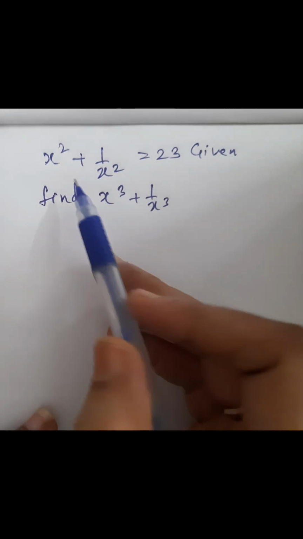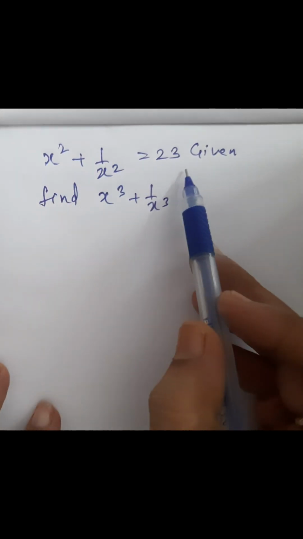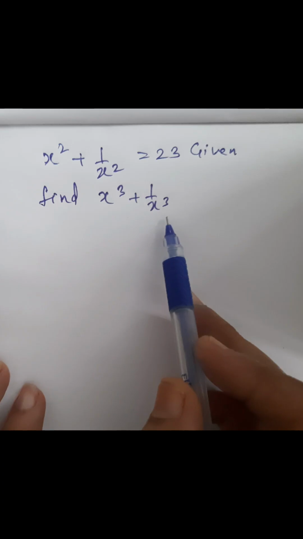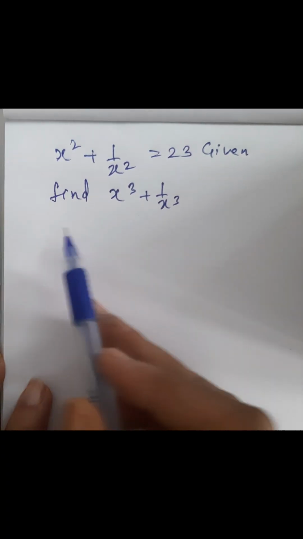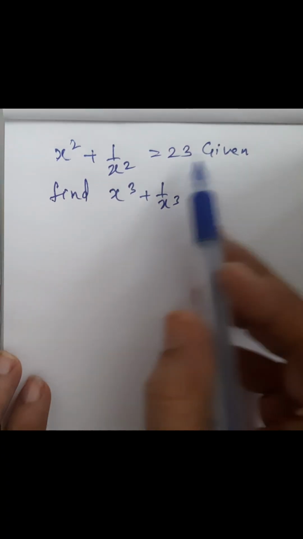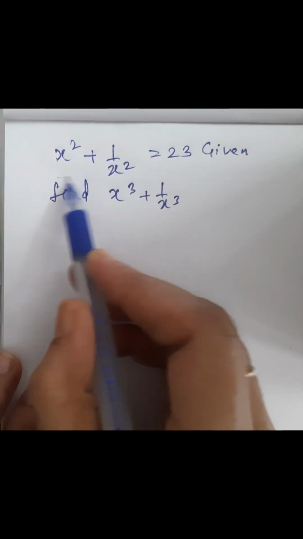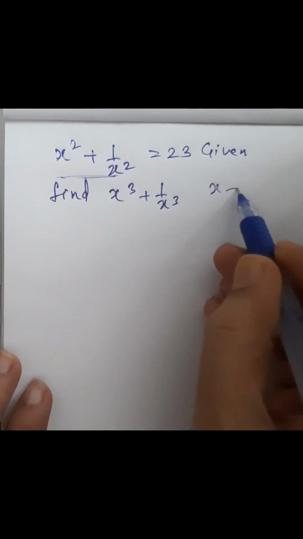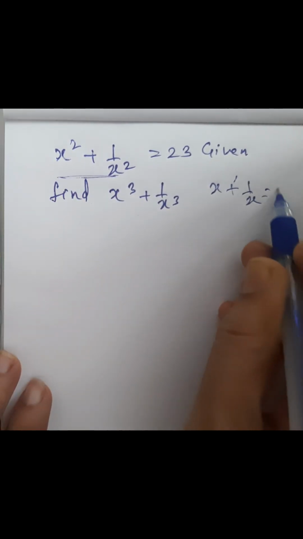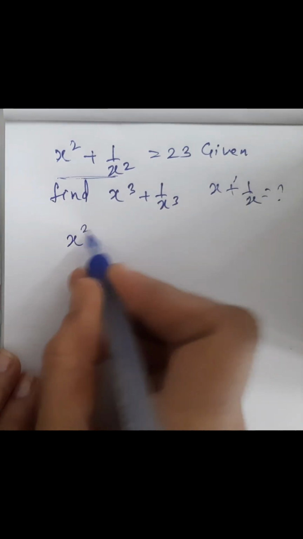So in this question it is given x square plus 1 by x square is 23. We need to find the value of x cube plus 1 by x cube. This kind of question is very important. We cannot find it directly, so first we need to find out what x plus 1 by x is. So let's start with that.